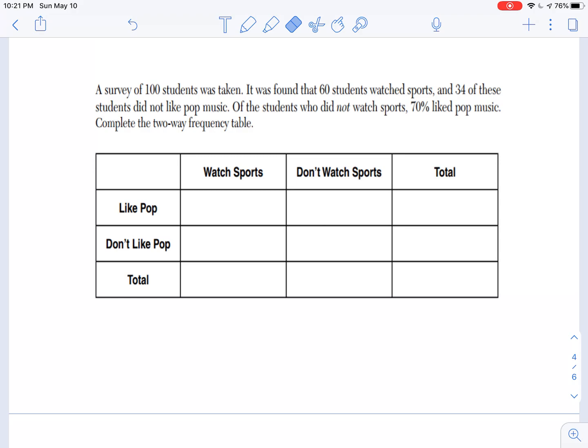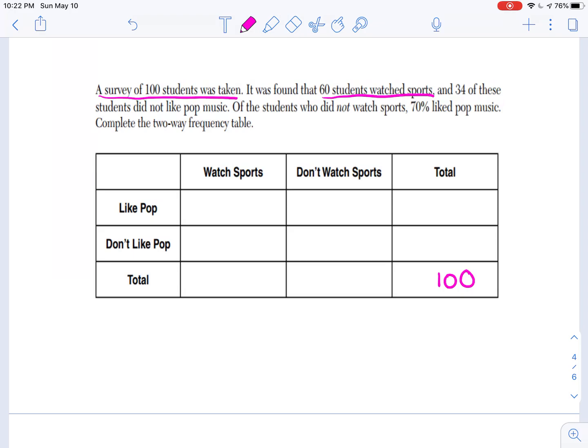So it asked, a survey of 100 students was taken. It was found that 60 students watched sports, and 34 of these students did not like pop music. Of the students who did not watch sports, 70% liked pop music. Complete the two-way frequency table. Okay, sentence by sentence. A survey of 100 students. Okay, that sounds like the grand total. All the students who were surveyed. It doesn't say anything else about them. So that 100 goes in this box right here.